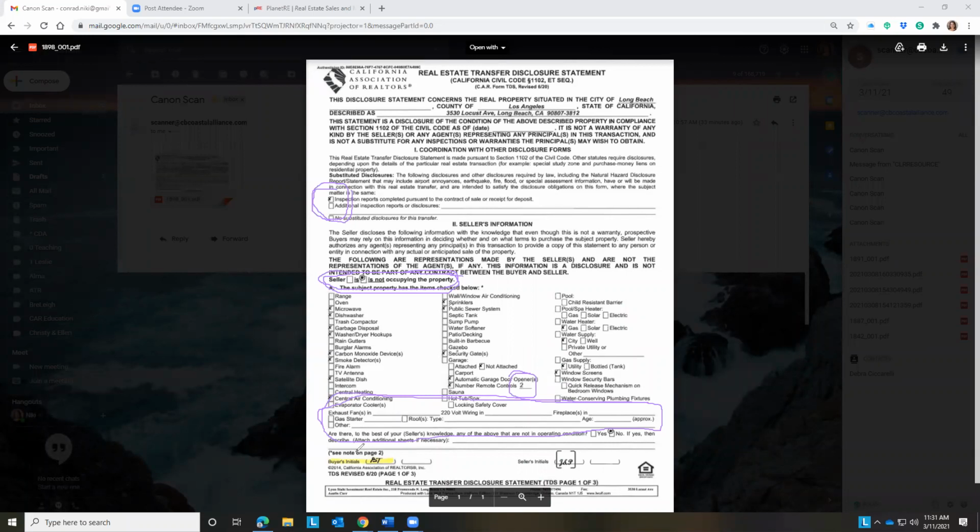220-volt wiring is usually in a garage. They're those big plugs. If you've watched my Glide class, Glide will actually show you a picture of it. Fireplace: if there's no fireplace, this should say NA, not applicable. Gas starter. Are there gas appliances? Is the fireplace gas? This should be checked. Roof. What type? What age approximately? If they have no idea, they need to write, I don't know.